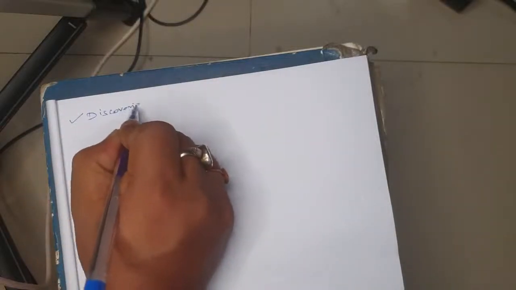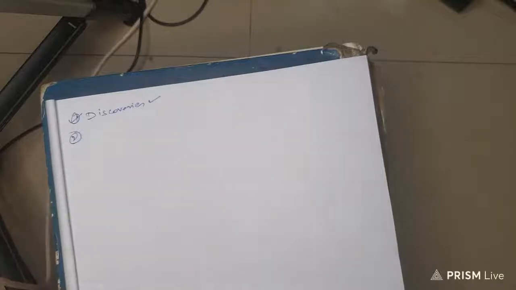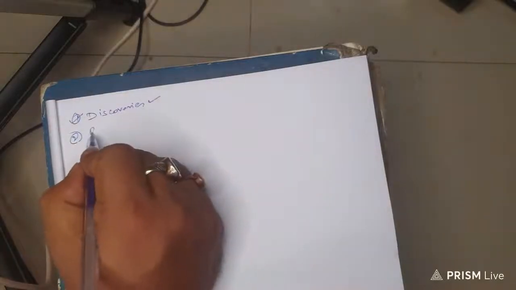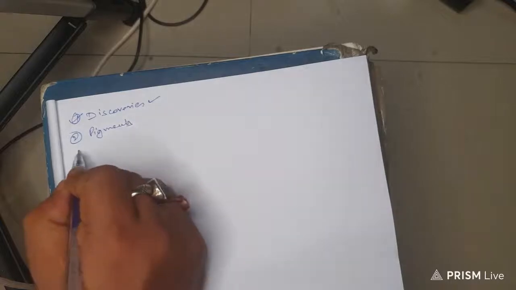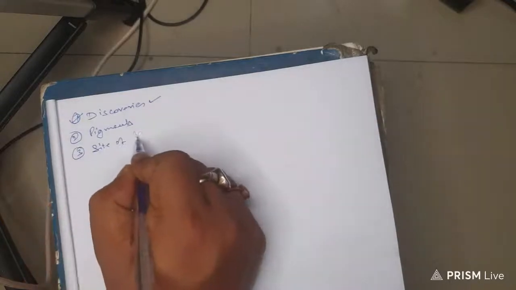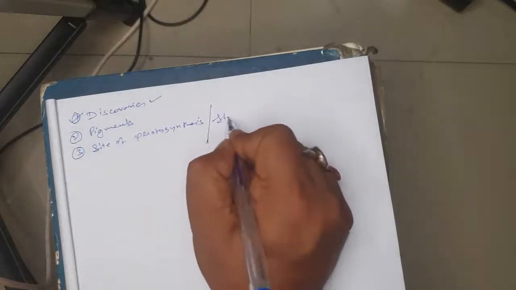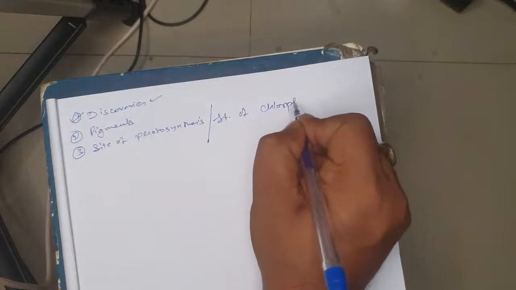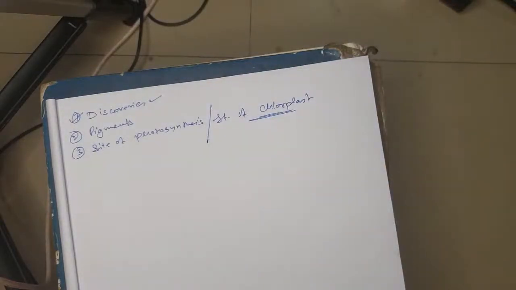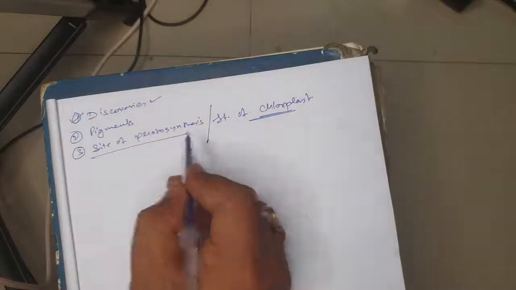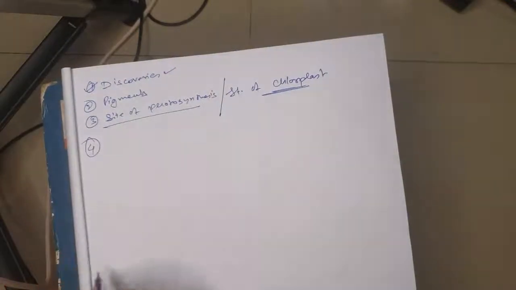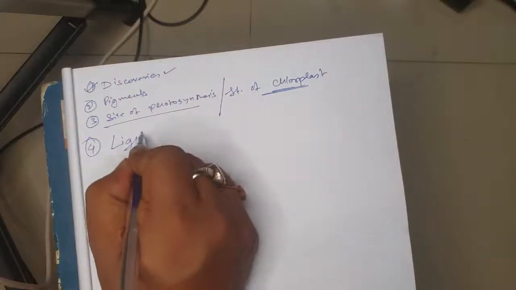Let us talk about another factor. So what have we talked about? Up till now, we have talked about discoveries. Number 1, done. Number 2, we have talked about pigments. Number 3, we have talked about the site of photosynthesis, that is the structure of chloroplast, which you have also learned in the cell chapter. So number 4, now we will talk about another factor, which is light.